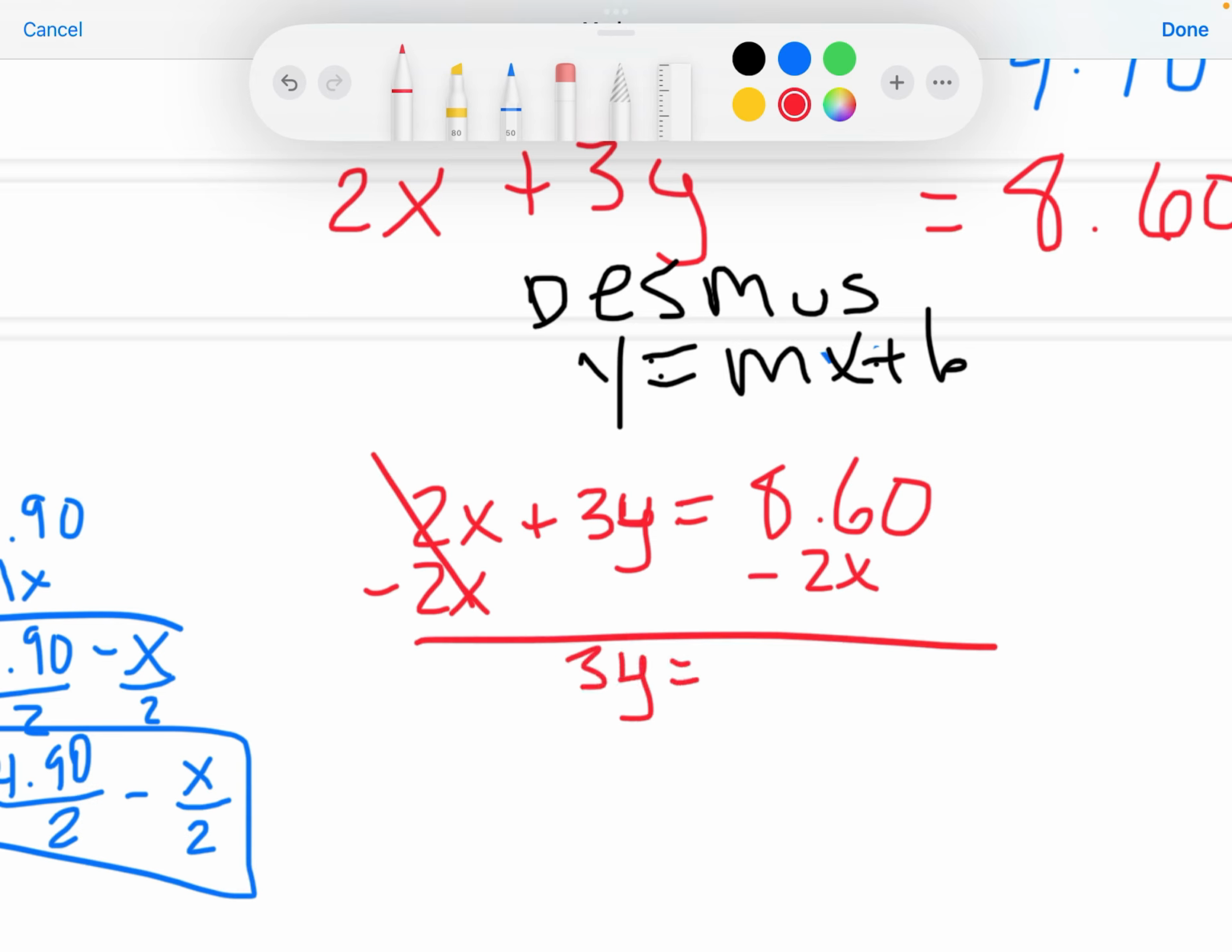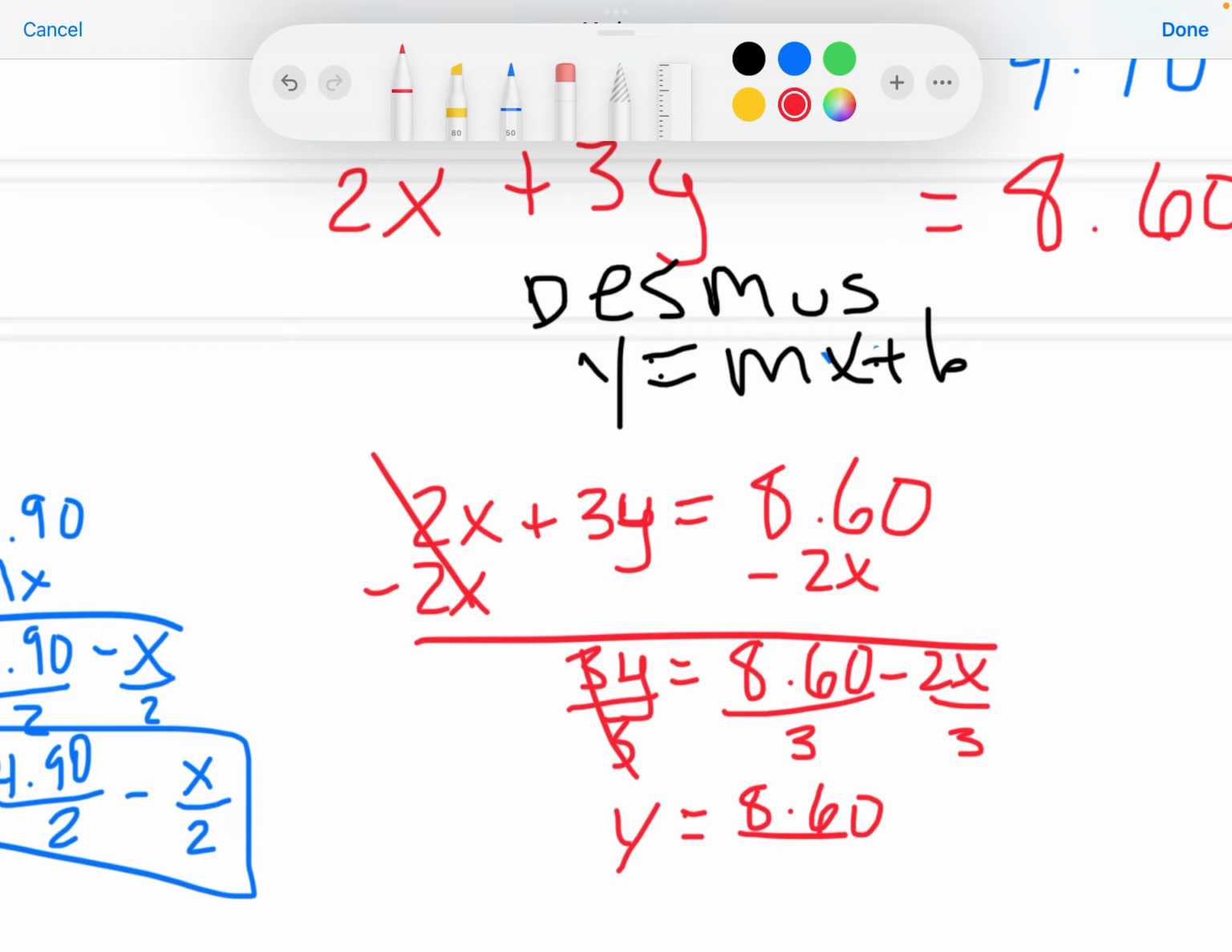3y equals 860 minus 2x. I'm just copying what it says there. And then lastly, divide away the 3 so that it cancels out. Do that on both sides. So I have y equals 860 divided by 3 minus 2x divided by 3.